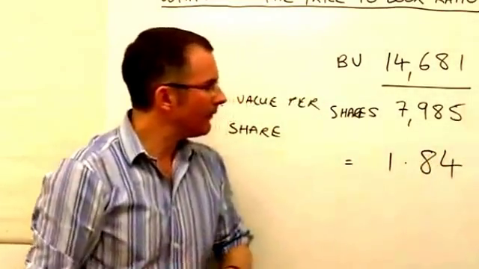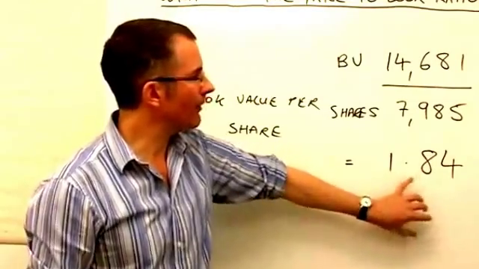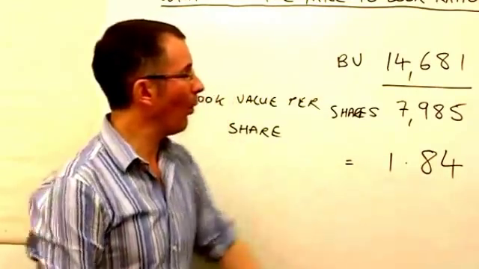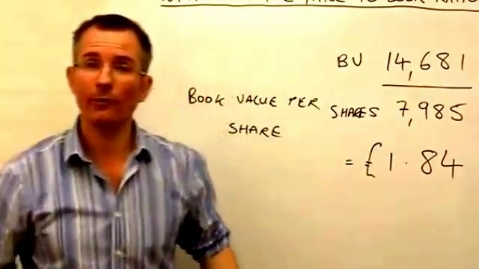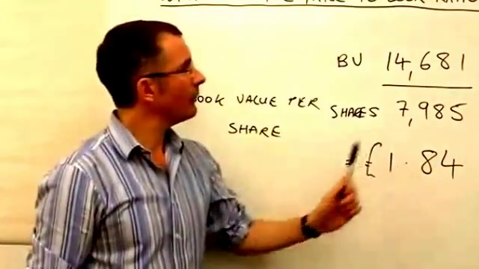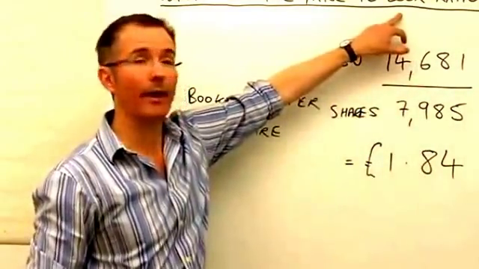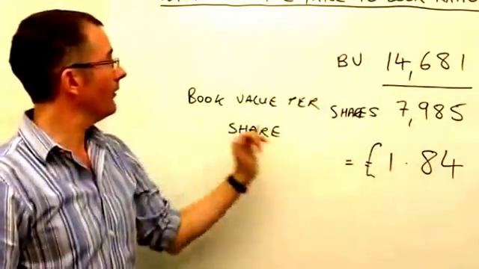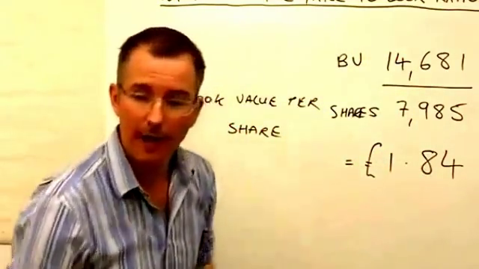What does that mean? It means that for every share out there, Tesco has roughly £1.84 worth of assets, stores, and so on. So far, so what? Well, price to book suggests that that's not enough. That's only half the equation. What I want to do is compare that £1.84 to the current share price.